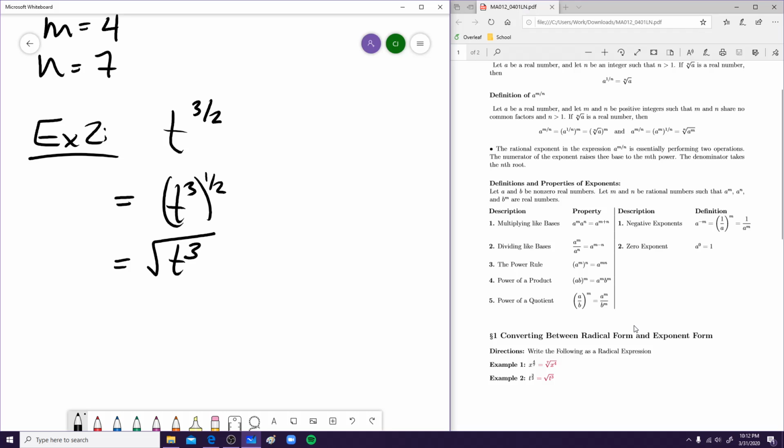Again, we don't have to put 2 because when there's no number, it's assumed to be 2. It's like with t, where we assume the exponent is 1 when none is written. Okay? So this is our answer.